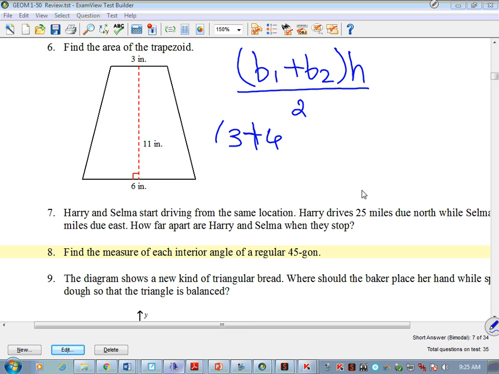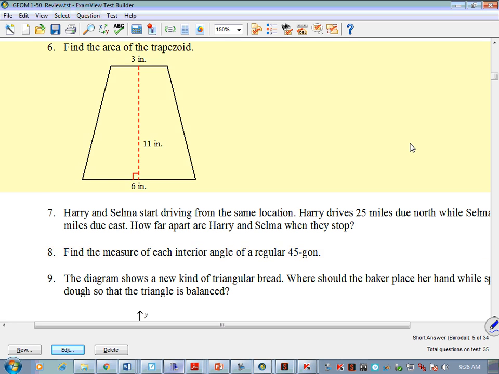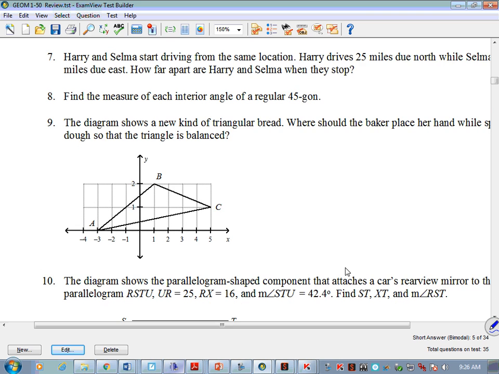Let's make that a little bit more clear. Times my height. What's my height? 11. Let's not forget to divide by 2. 3 plus 6 is 9 times 11 is 99. 99 divided by 2 is 49.5 inches squared. Let's not forget our square. Okay, 49.5 inches squared. Hopefully we can cover at least half these questions.